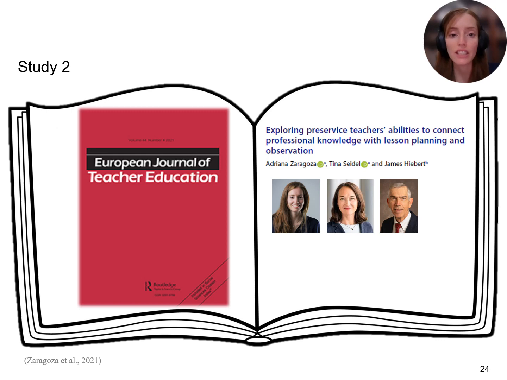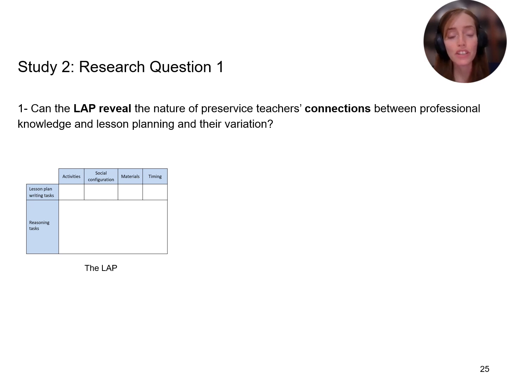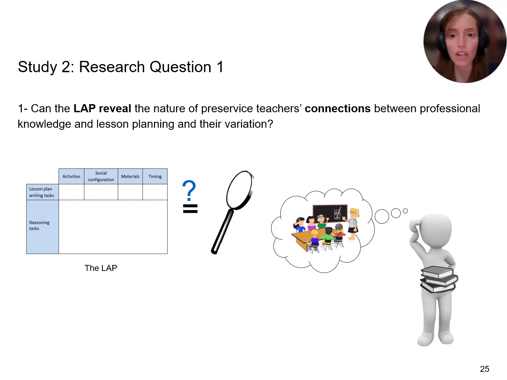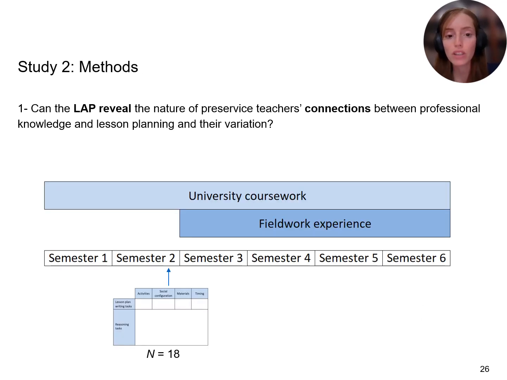The second study involved the special collaboration of Professor James Hibbert from the University of Delaware. The first goal of this study was to examine the potential of the lab to detect connections between professional knowledge and lesson planning. Qualitative and quantitative content analyses were conducted with the labs completed by one of the cohorts mentioned earlier at the end of their first year of preparation.